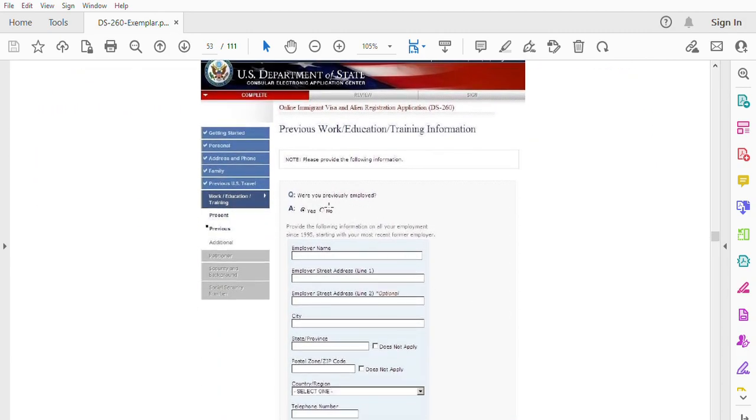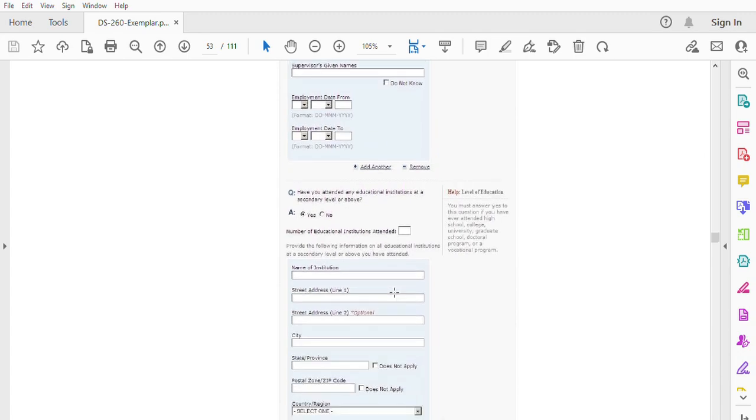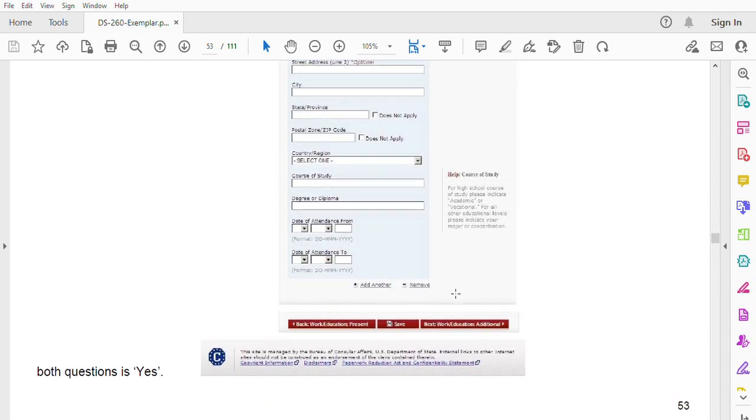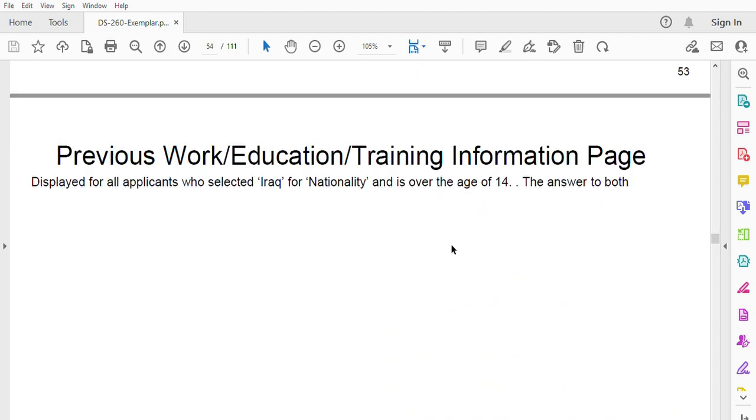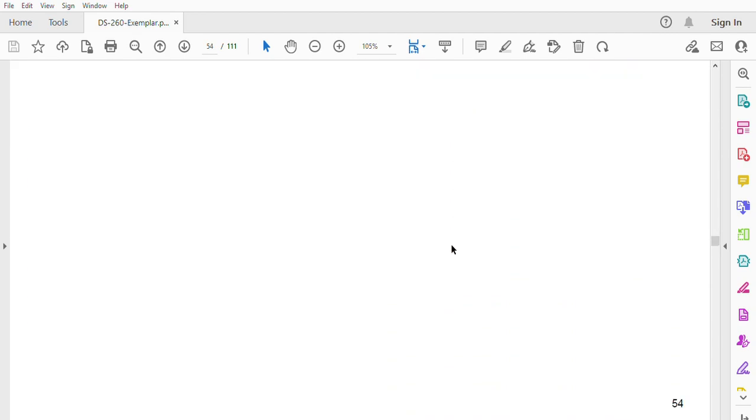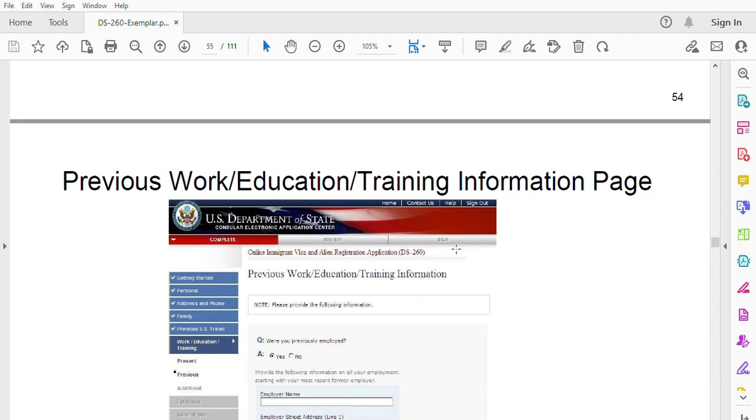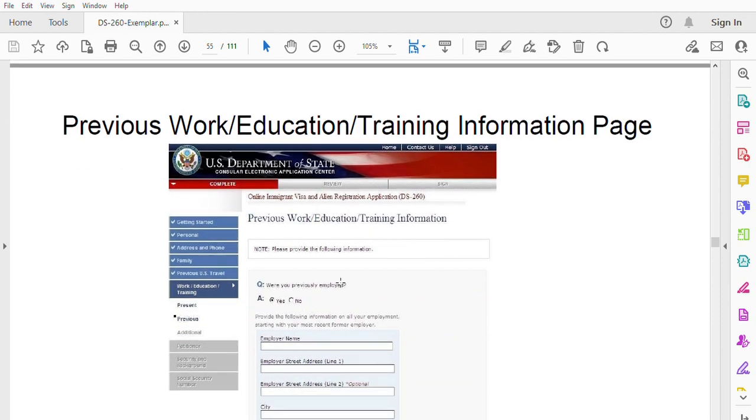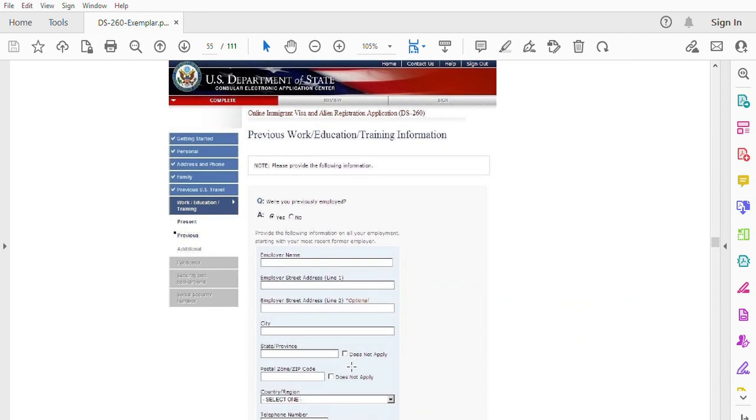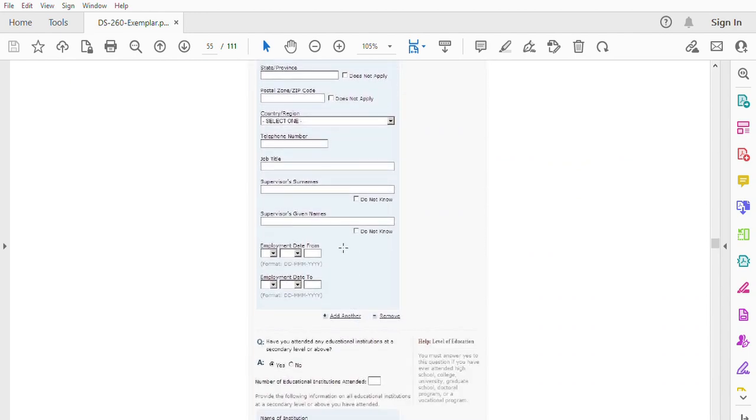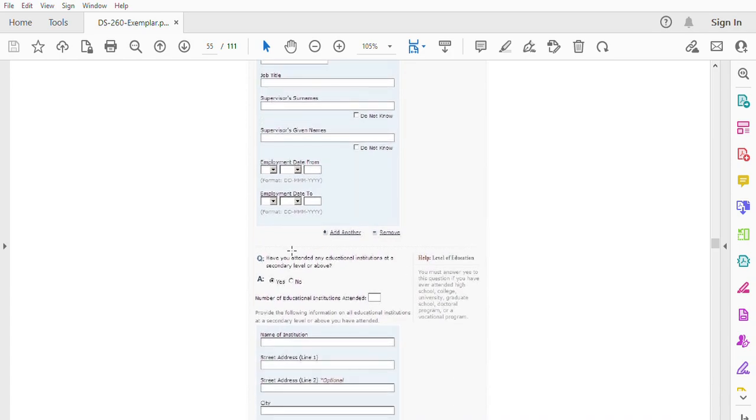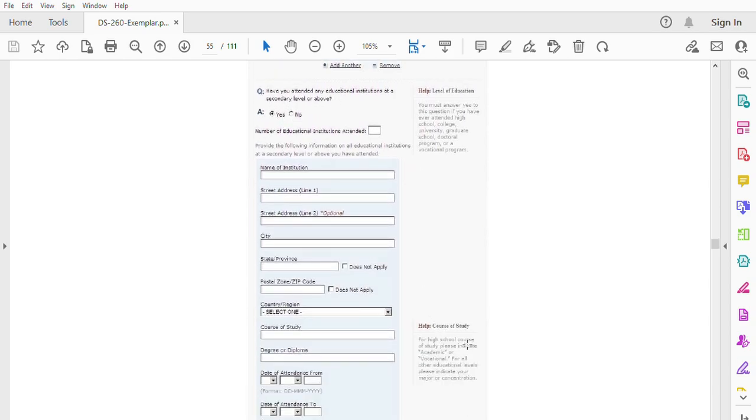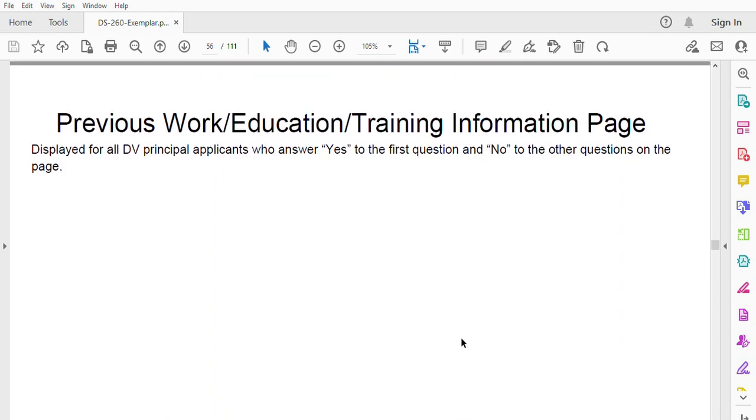So same thing right here. You're talking about the same thing, same institution. If you have multiple, this is where you enter them. Previous work, education, training information. Were you previously employed? If you say yes, this is where you're gonna enter this information. We're talking about the same page because they give you multiple pages. If you have multiple employments, this is where you're gonna enter them. Have you attended any educational institution at secondary level or above? If you say yes, this is where you enter them. Same thing, same answer we did before. We go to the next page.